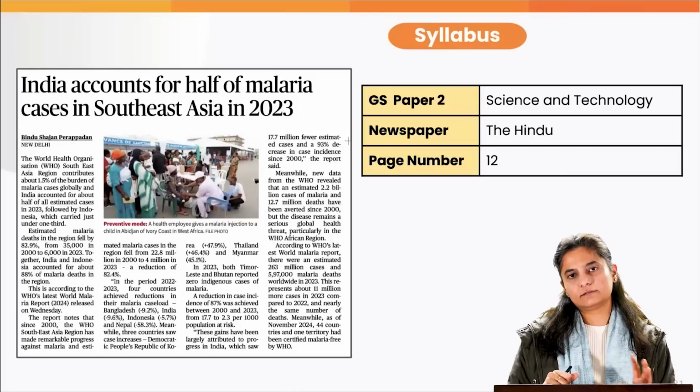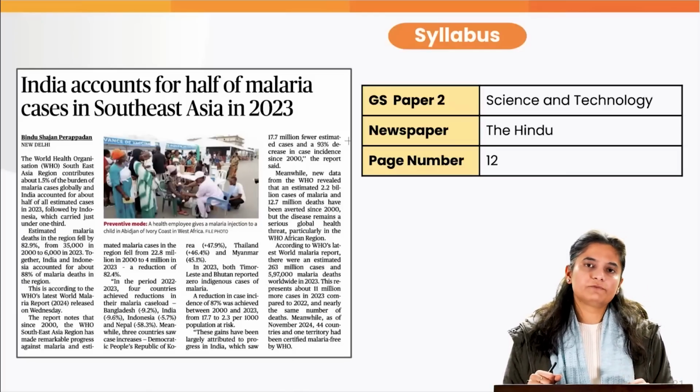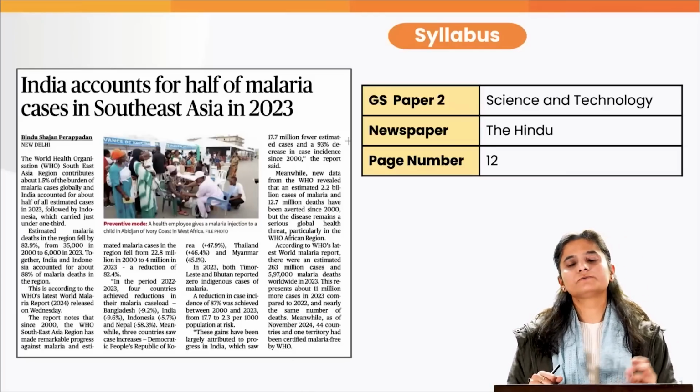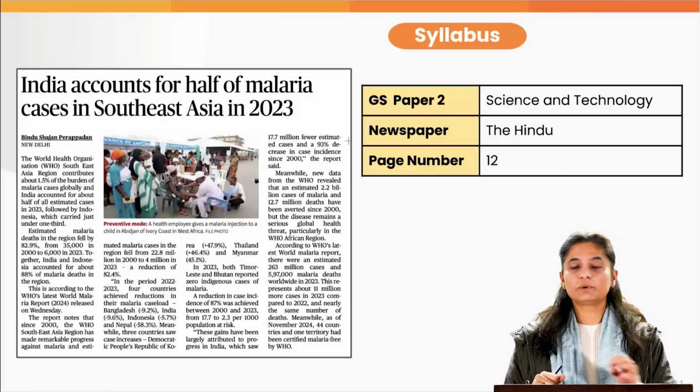Now the next article of the day in the simplified section is about India accounting for half of malaria cases in Southeast Asia in 2023.